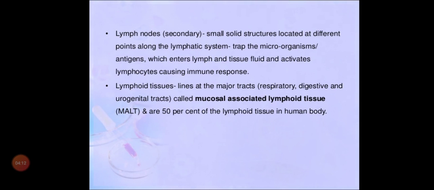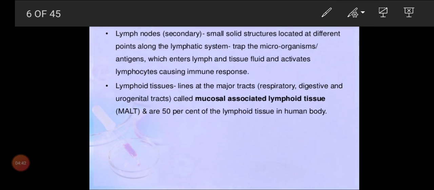Next, come to the lymph nodes. What we have learned so far: bone marrow, thymus and spleen. Lymph nodes are also a secondary lymphoid organ. They are small solid structures located at different points, as we have learned, in the shoulder region and near the knee region. And what is the purpose? The purpose is to filter the microorganisms and antigens. Automatically the immune system will work on them, which enter the lymph and tissue fluid and activate lymphocytes, causing immune responses.